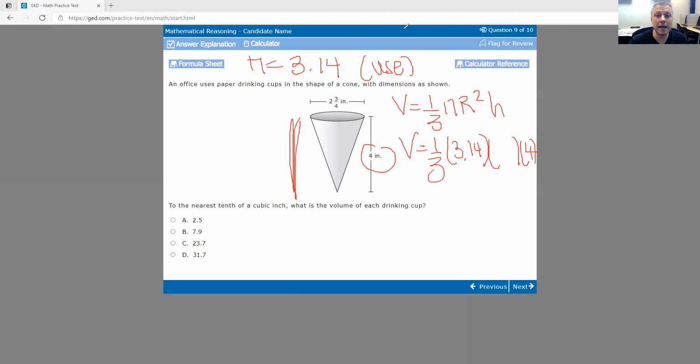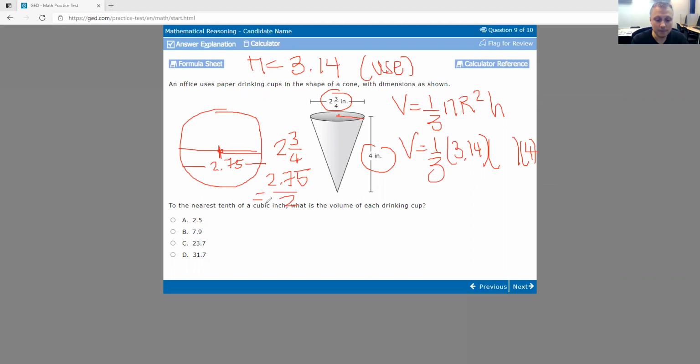Problem here is that I want to find the radius. And the radius of a circle, as we said last week, is from the center and out. So from here to there. So I don't need all of this, right? I need half of that whole line. So this is 2 3/4. 3/4 is 0.75. So this is 2.75, the whole thing. I want half of it. So what I'll do is I'll cut it in half. I'll go to my calculator, 2.75 divided by 2, and then I will get 1.375 for the radius.